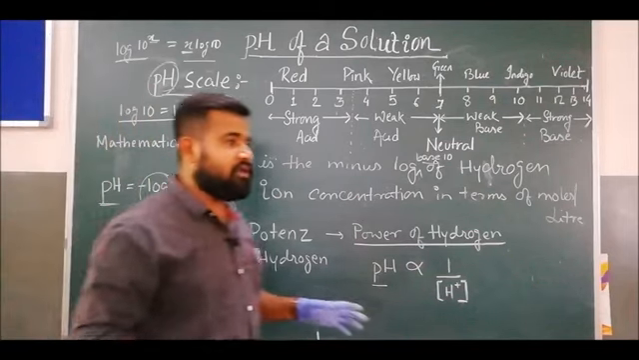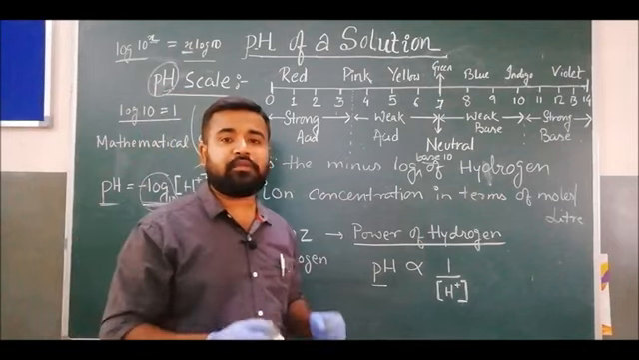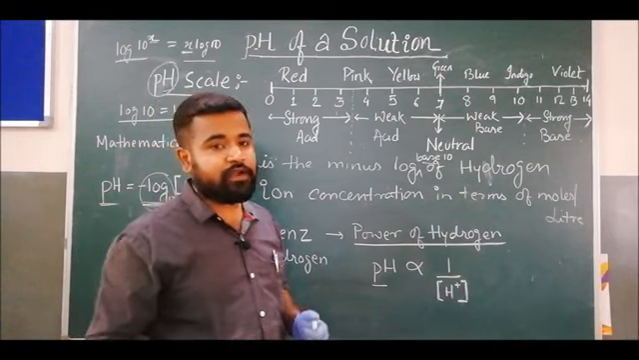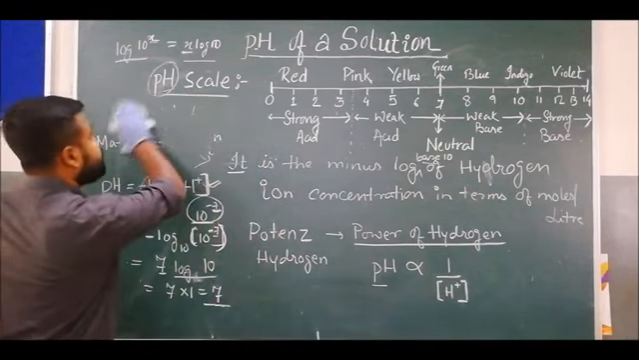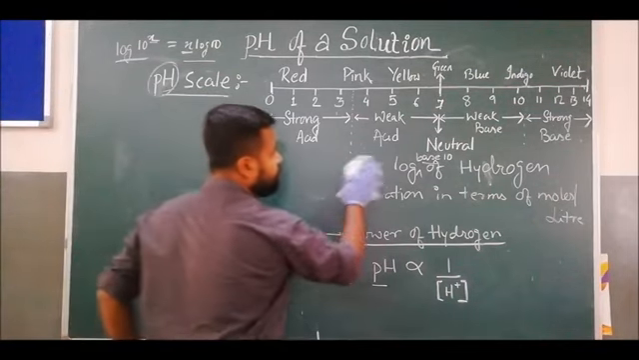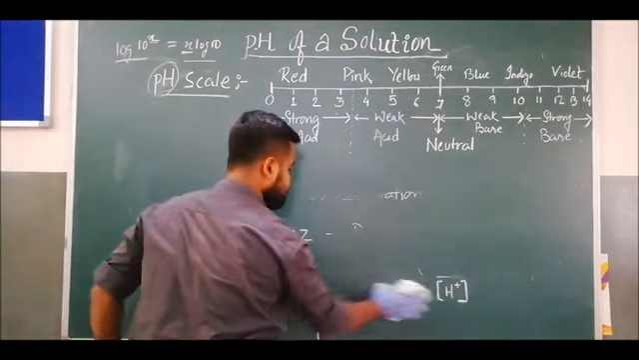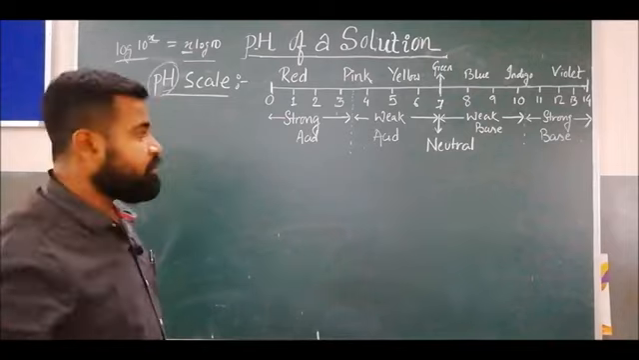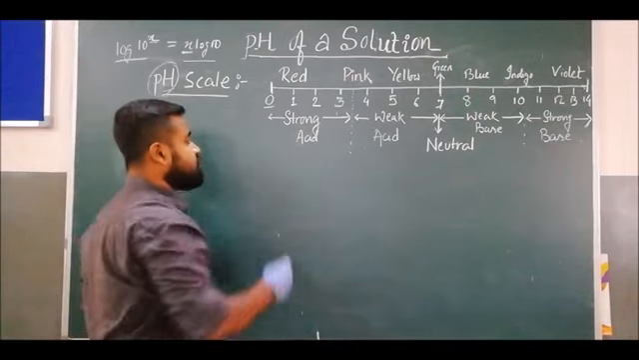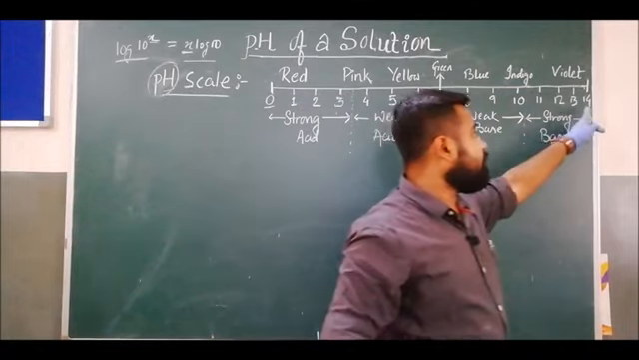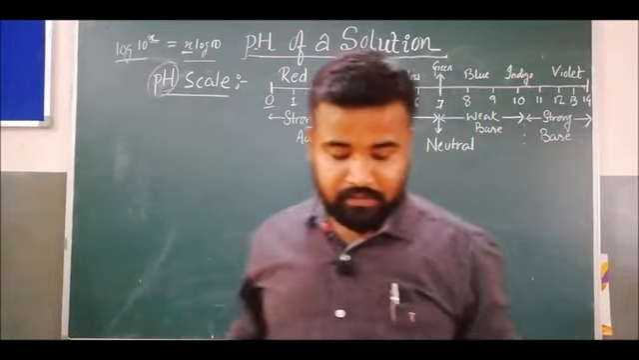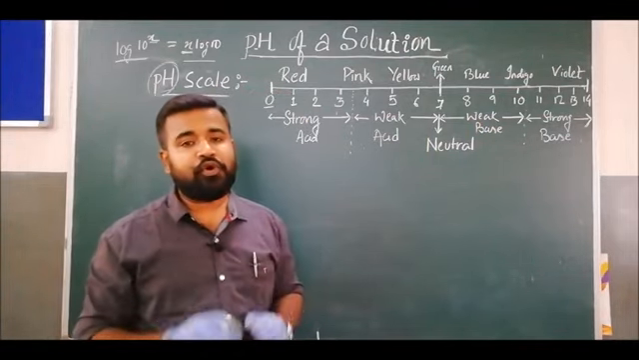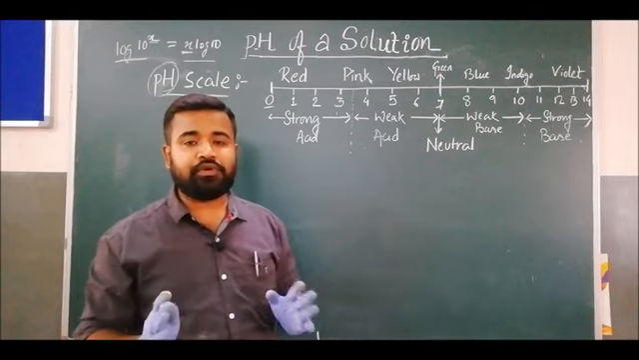Now we will see that calculating it is not always possible. How can we experimentally find out the pH of a solution? For that there is a pH meter. The pH range starts from 0 and ends at 14. So the pH scale is between 0 and 14.